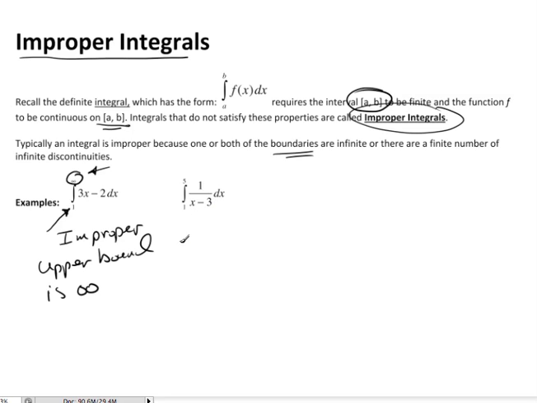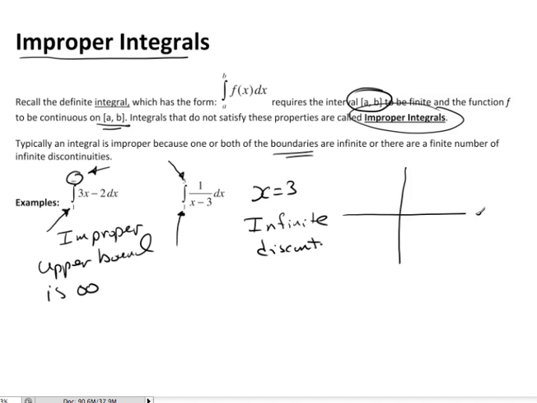Now this one, we can see that we integrate from 1 to 5, and that's fine. That doesn't create a problem at all. But what is a problem is you can see that when x is equal to 3, this has an infinite discontinuity. So if you look at a graph of this, see 1, 2, 3, essentially it's going to look like this. And I have this issue here where there's a vertical asymptote. Well, that creates a problem when we try to integrate. So it's this type of scenario that we'll be looking at.